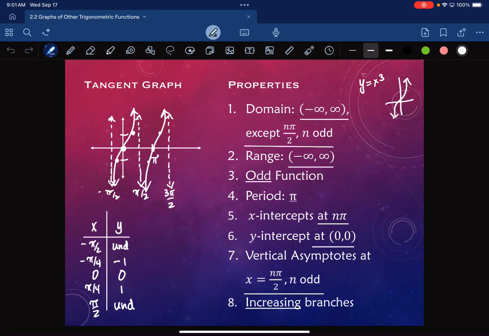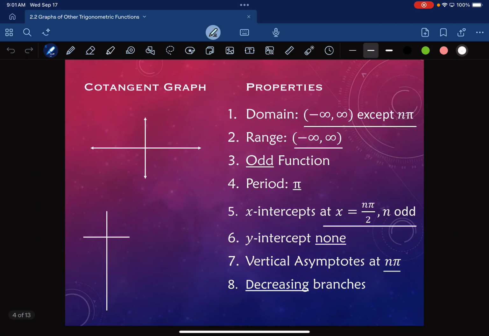The next one is very, very similar, okay? So the next one that comes is actually cotangent, and cotangent is going to look a lot like this one, but it's going to be flipped upside down. So instead of being increasing sections, they're going to be decreasing, and it's going to be shifted a little bit, okay? So our cotangent graph looks something like this. We have asymptotes, but they occur at slightly different locations.